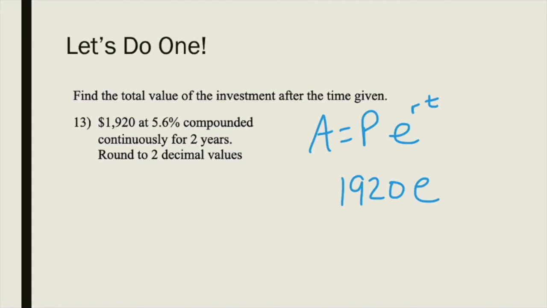e is just e. r is 0.056. I'm going to put parentheses around it because we also got to multiply that by the time, which is 2. You have to put that in parentheses because when you put e in your calculator, it automatically has a caret for it. So you're going to just type that in. I do not need you to do anything else after you write that. Put it in your calculator and get a value for me.